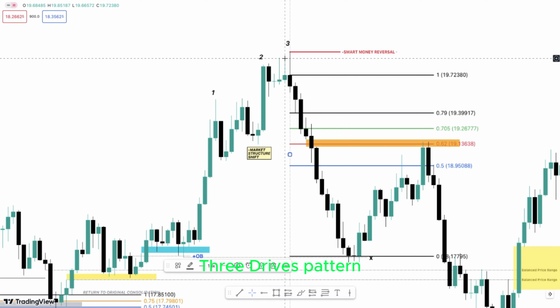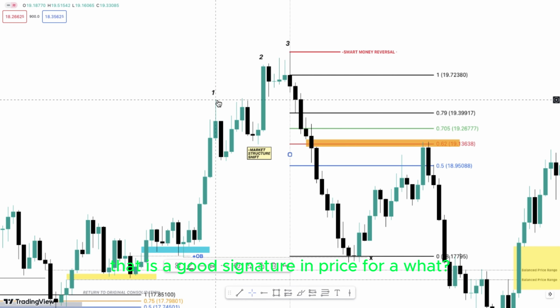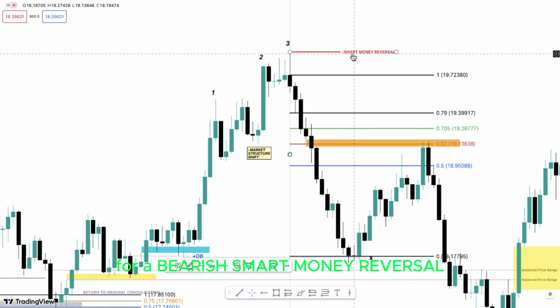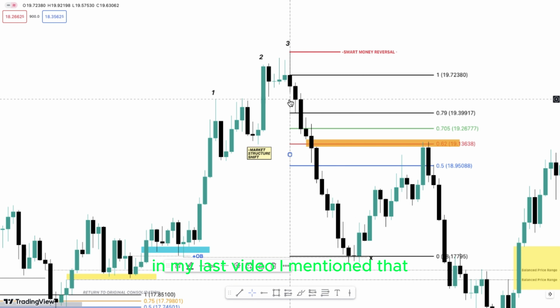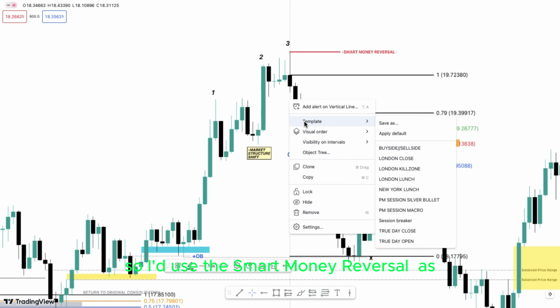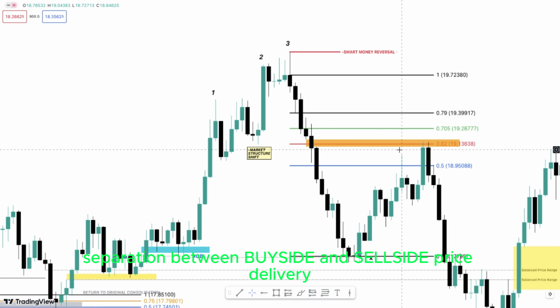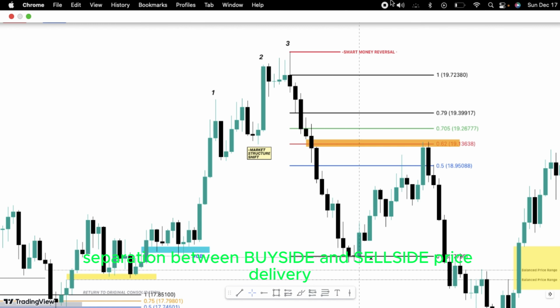Trade rise pattern. That is a good signature in price for a smart money reversal bearish. In my last video I mentioned that I'd use the smart money reversal as separation between buy side and sell side price delivery.